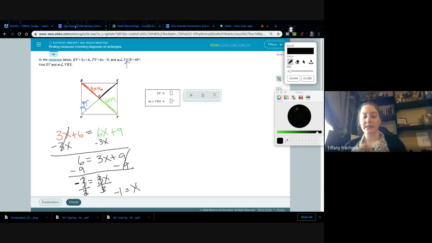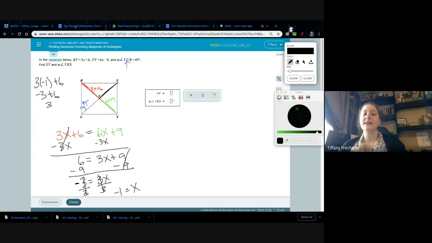All right, now we want to take this x and we want to plug it in. Doesn't matter which half we plug it into. They both have to equal the same thing. So I'm going to just go ahead and do 3x plus 6. So instead of x, I'm going to put negative 1 plus 6. 3 times negative 1 is negative 3 plus 6. Negative 3 plus 6 is 3.